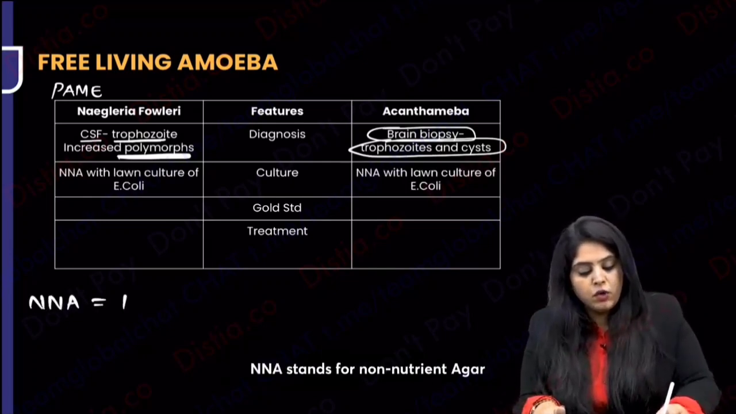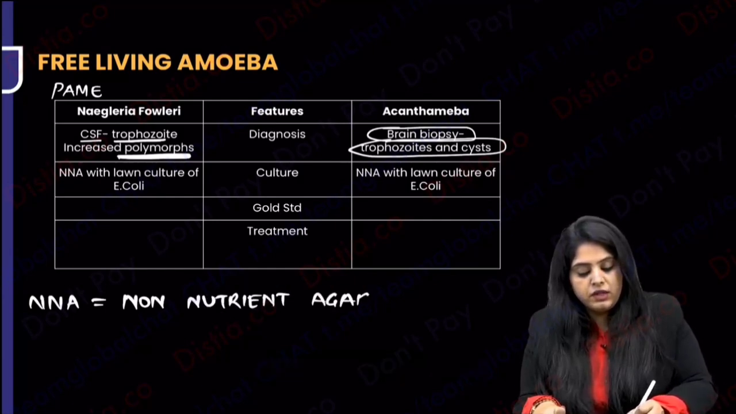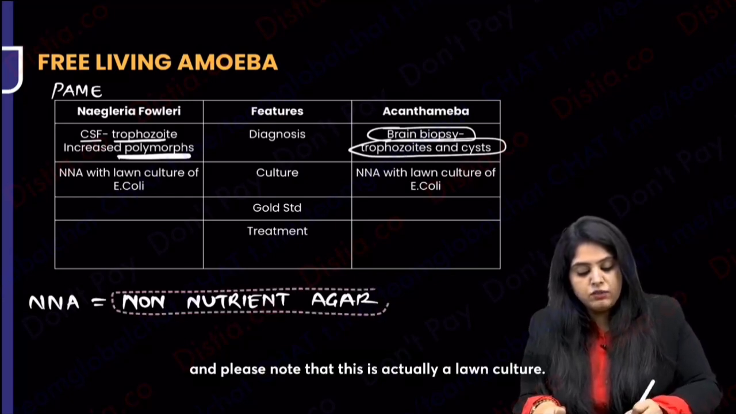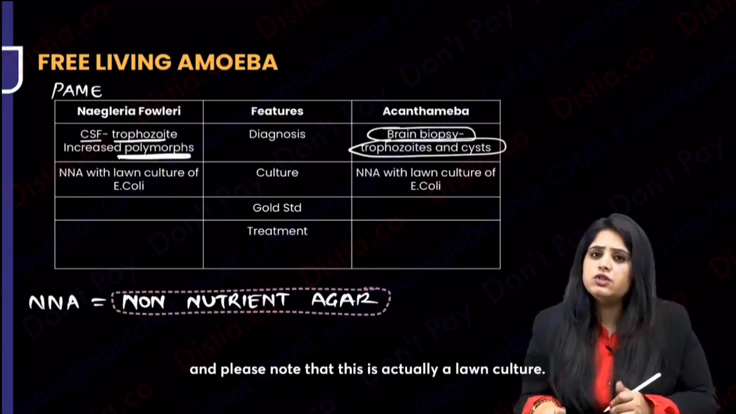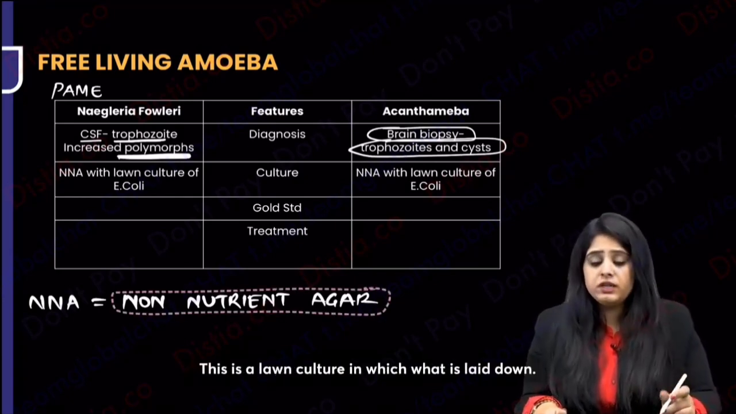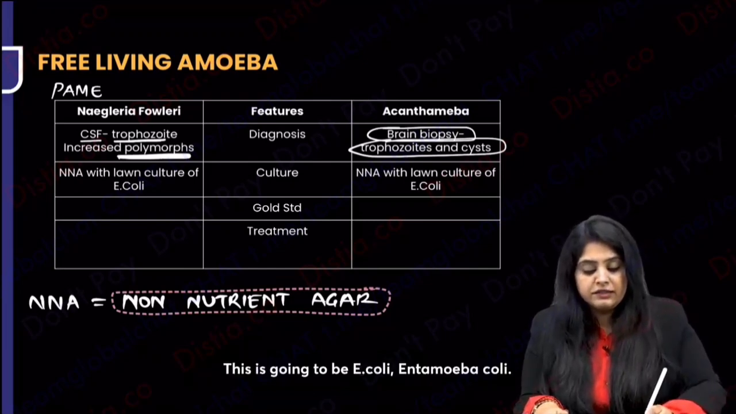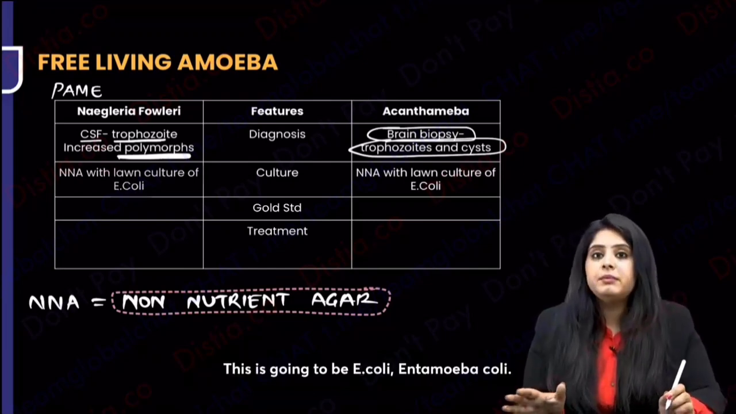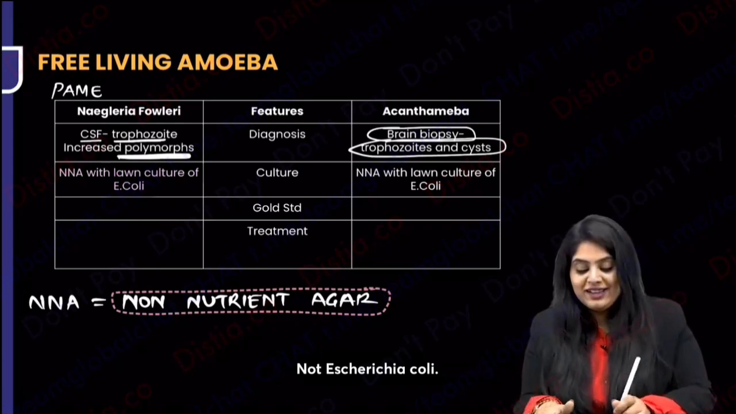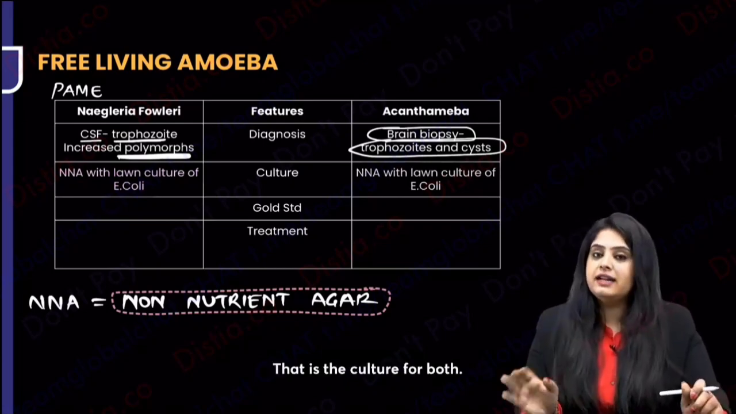NNA stands for non-nutrient agar, and please note that this is actually a lawn culture. You have read that in culture media. This is a lawn culture in which what is laid down? This is going to be E. coli. E. coli matlab Entamoeba coli, okay, not Escherichia coli. So NNA is done with E. coli. That is the culture for both.